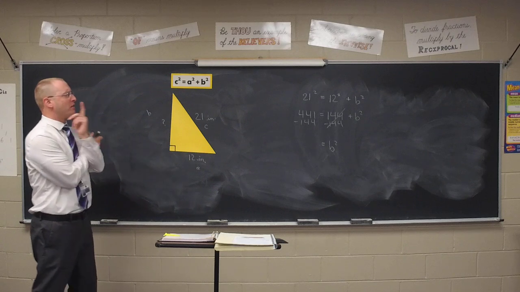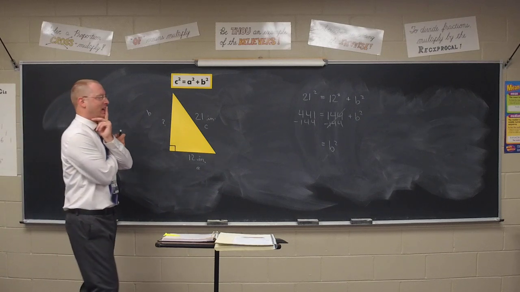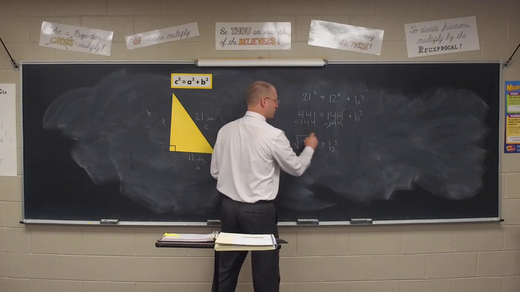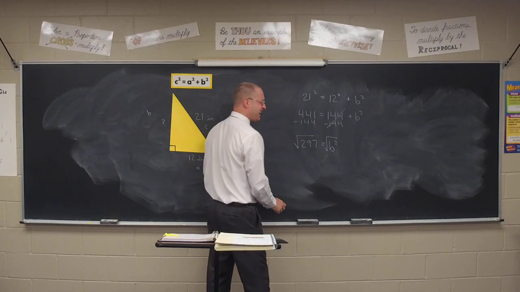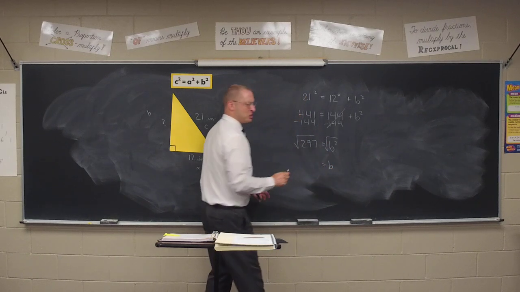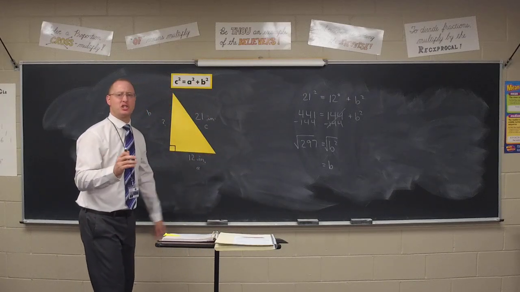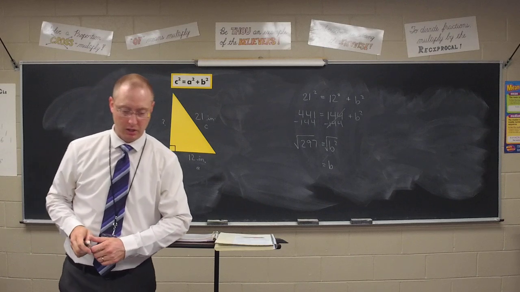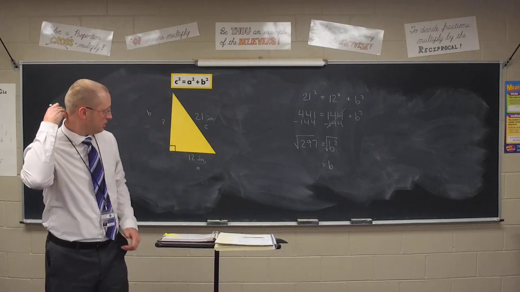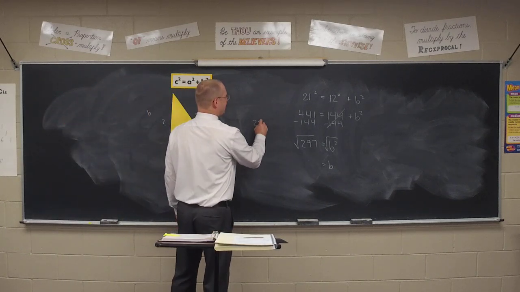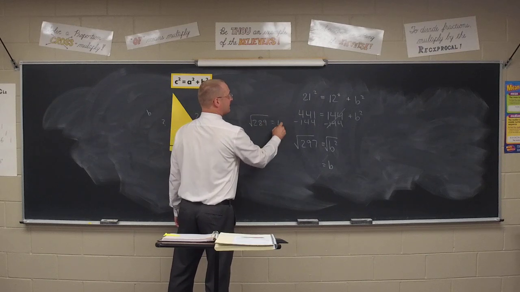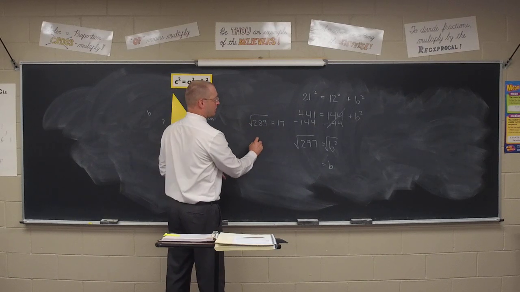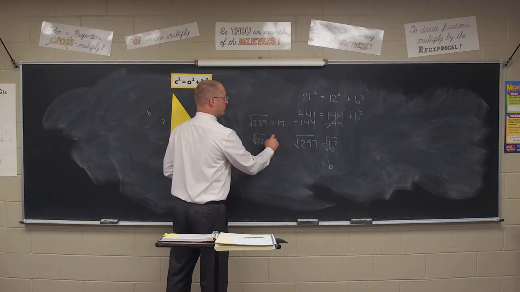441 minus 144. What is that? 297. Then I got to take the square root of both sides, and 297 is not on the list. Man. Is there a number around 297 somewhere in the square column? It's 289. There's a 289, and 289's square root would be 17, right? And the next number after 289 is 324, whose square root is 18.